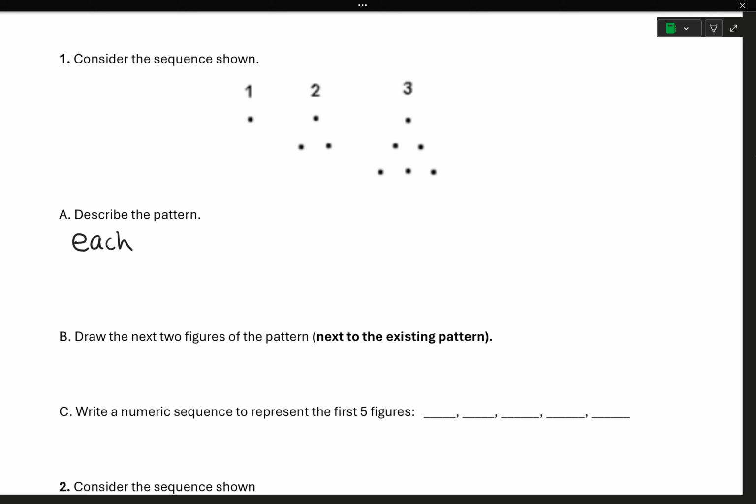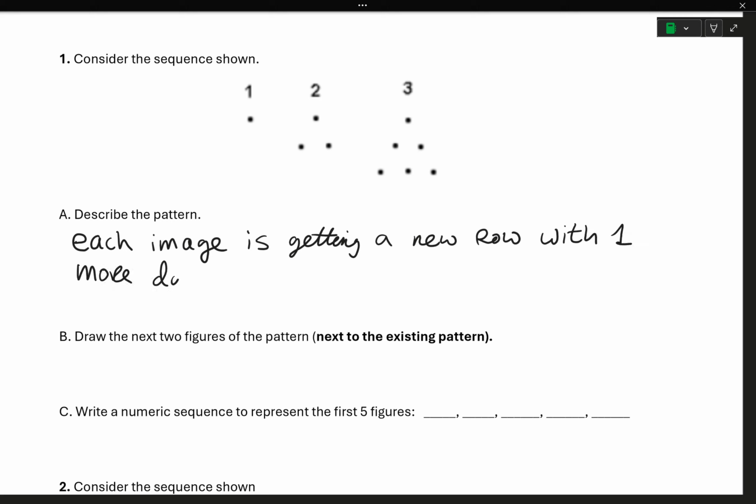Each image is getting a new row with one more dot than the last.